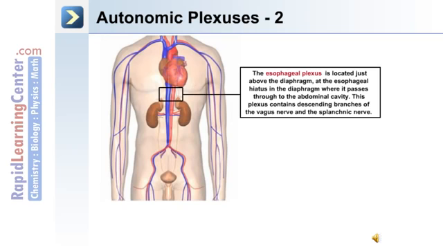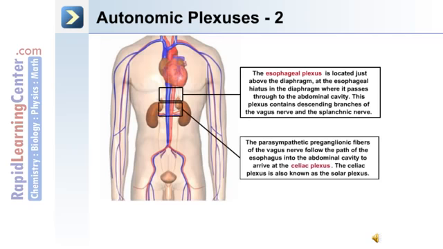The esophageal plexus is located just above the diaphragm, at the esophageal hiatus, where it passes through to the abdominal cavity. This plexus contains descending branches of the vagus nerve and the splanchnic nerve. The parasympathetic preganglionic fibers of the vagus nerve follow the path of the esophagus into the abdominal cavity to arrive at the celiac plexus. The celiac plexus is also known as the solar plexus.